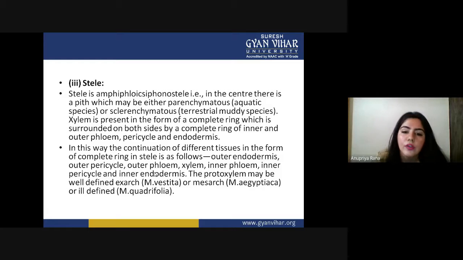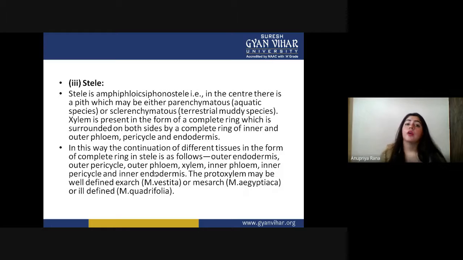In this way, the different tissues continue in the form of a complete ring, and the stele is as follows. The very first thing, outer endodermis, where the stelar region starts, then outer pericycle, outer phloem, then xylem, then inner phloem, then inner pericycle, then inner endodermis, and in this way the whole stele has been designed. All the things are in a duplex form here except the xylem. You have to be considerate because everything is in a double form, but not the xylem.